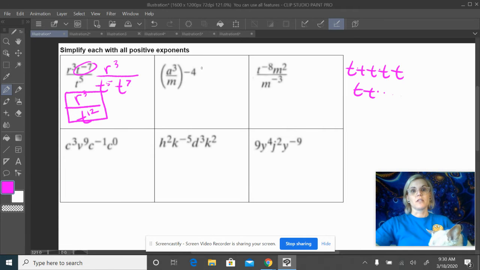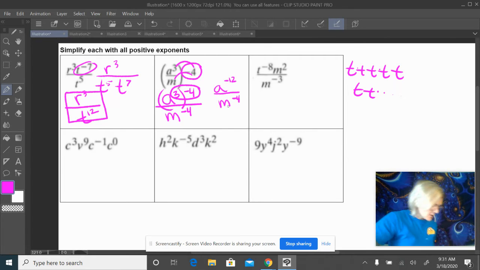All right, for the next one, I'm going to use the rule that this exponent is going to get distributed to each of those. So I have a cubed to the power of negative 4, and I have m to the power of negative 4. Then I'm going to use my rule that I'm going to multiply these together. So I have a to the negative 12 over m to the power of negative 4.